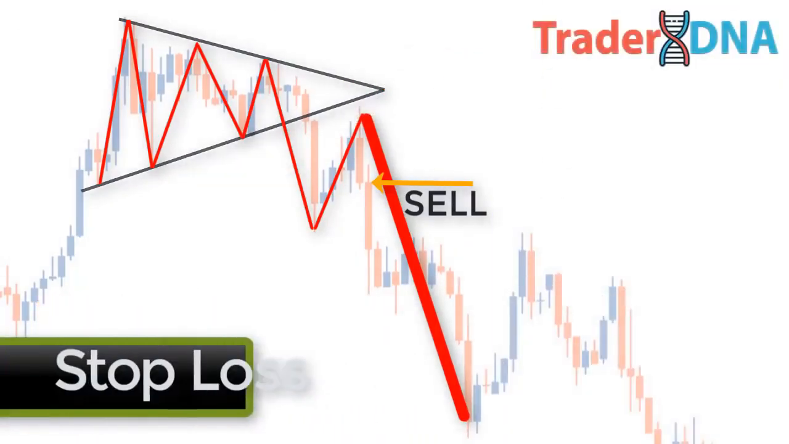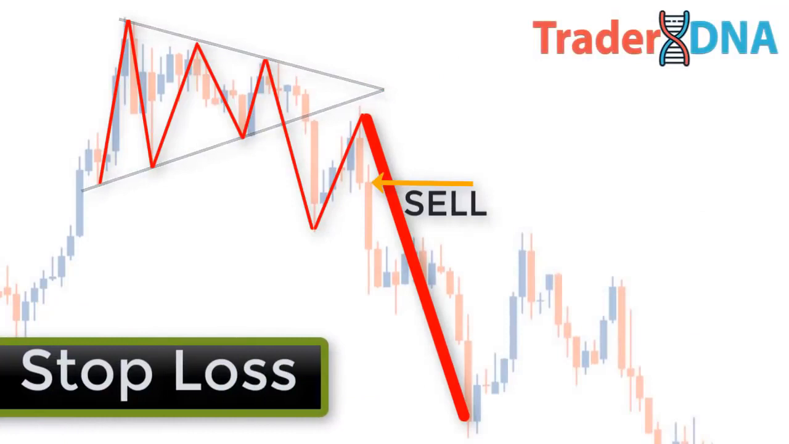Stop loss. Your stop loss should be placed above the swing high or below the swing low at a minimum. In the case of the USD-JPY breakout pattern, your stop loss should be placed above the swing high.